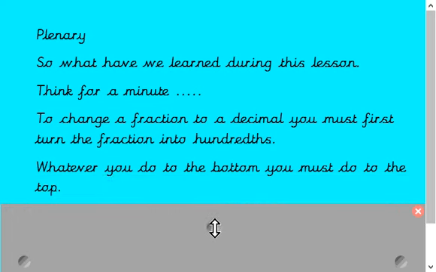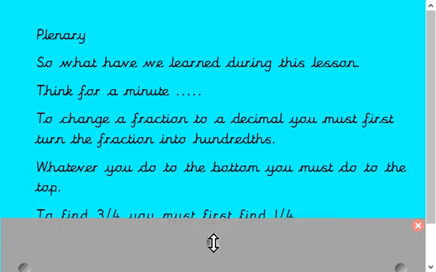Key piece of learning for this session is whatever you do to the bottom, or the denominator, you must also do to the top, or the numerator. If you multiply by 2 on the bottom, you must multiply by 2 on the top. And finally, to find 3/4 of something, I would need to first find 1/4. And that applies to any fraction. If I was finding fifths of something, if I wanted to find 4/5, first of all, I need to find what 1/5 was. So to find more than one of something, you must start at the beginning and find one, in this case 1/4. Very, very important.